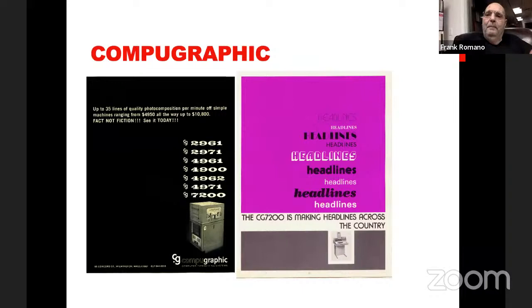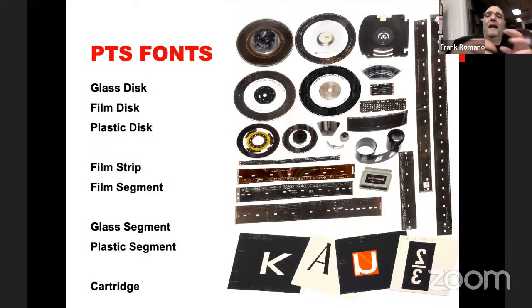And so this little machine that sold for peanuts ushered in a revolution, because again, no one had seen one that inexpensive before. Now that was the result of Ellis Hansen, who was the chief engineer, but also the most brilliant marketing person I had ever worked for. So as we enter this world, you're going to find that every company had their fonts in a different format. This was to get around any patents that were out there. So you had glass discs, film discs, plastic discs, film strips, film segments, glass segments, plastic segments, and cartridges. Everybody had something different. We have one of every one of them at the Museum of Printing, and it's an amazing collection.